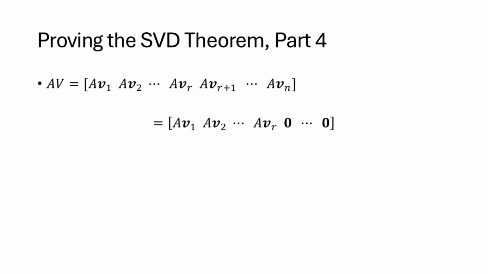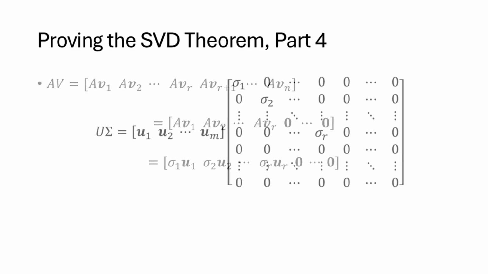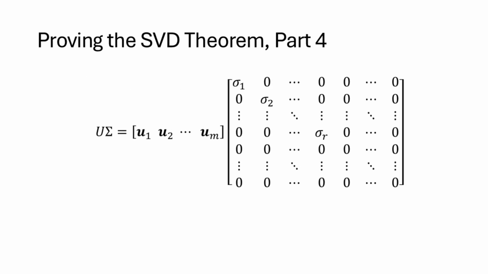Remember that AVr+1 through AVn, those are all the zero vector. And then we also know that AVi is equal to sigma i ui. And so this is what AV looks like. But U sigma, if we multiply U by this not quite diagonal matrix on the right, that's going to have the same effect of multiplying the columns of U by the diagonal entries of sigma. And so these are the same expression. So that proves that AV is equal to U sigma, which proves the theorem.